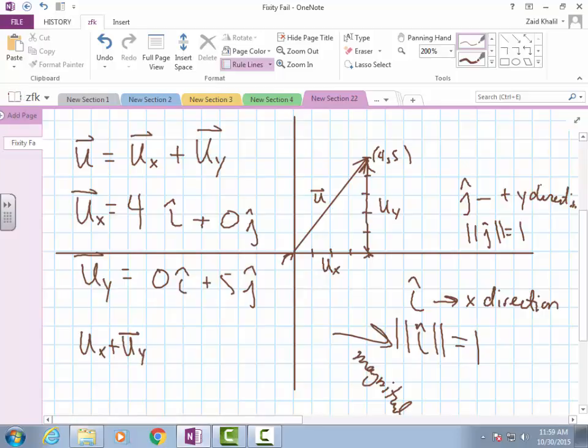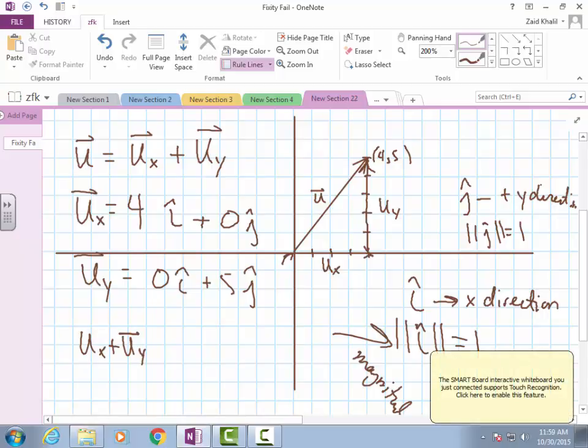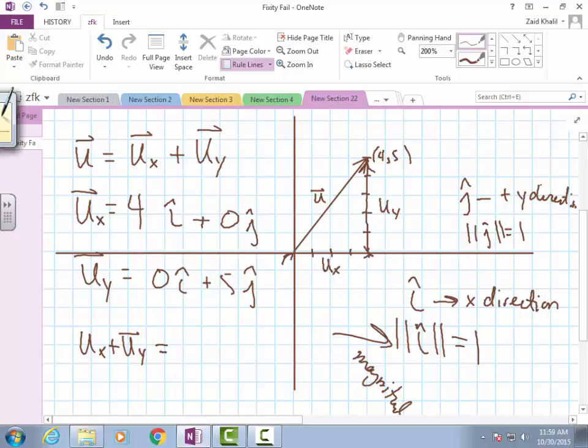Well, if you really think about it for a second, what am I actually doing? I'm describing how you add vectors. In other words, how you add vectors is you add their components. Notice you don't add 4 and 5 and get 9. You add 4 and 0 and get 4. And you add 0 and 5 and get 5.